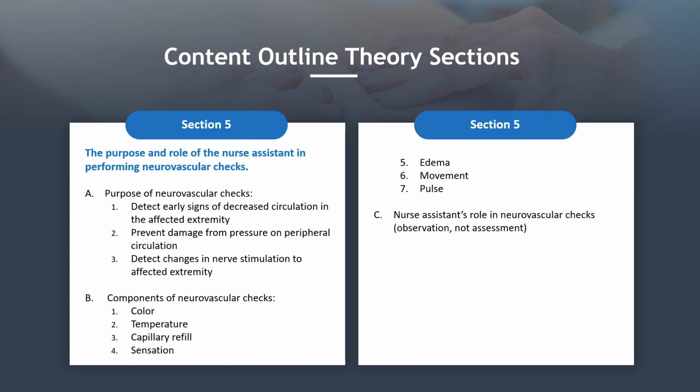Section 5. The purpose and role of the nurse assistant in performing neurovascular checks. The purpose of neurovascular checks is to detect the early signs of decreased circulation in the affected extremity, prevent damage from pressure on peripheral circulation, and detect changes in nerve stimulation to the affected extremity. Components of neurovascular checks are color, temperature, capillary refill, sensation, edema, movement, and pulse. The nurse assistant's role in neurovascular checks is observation, not assessment.